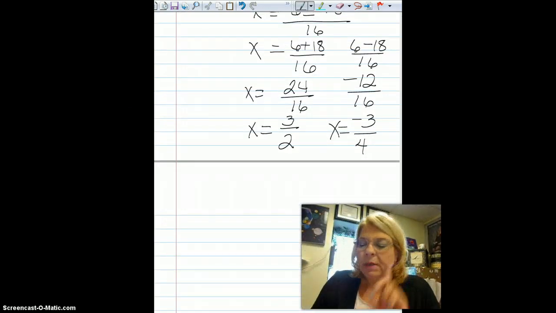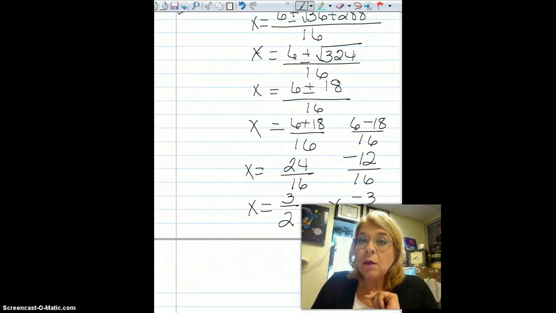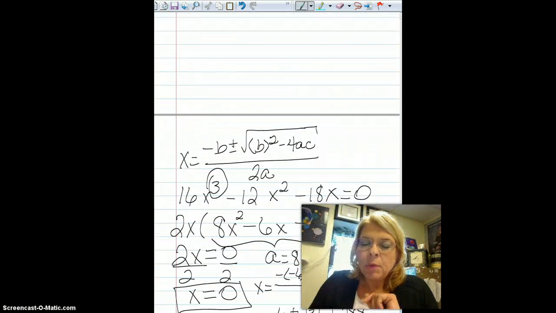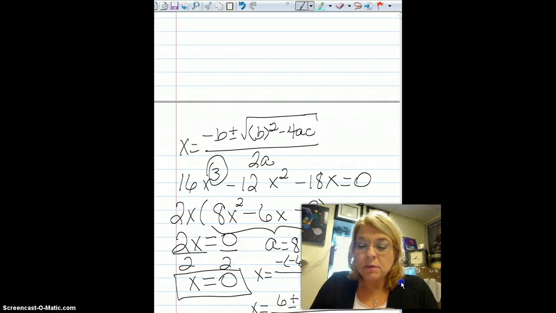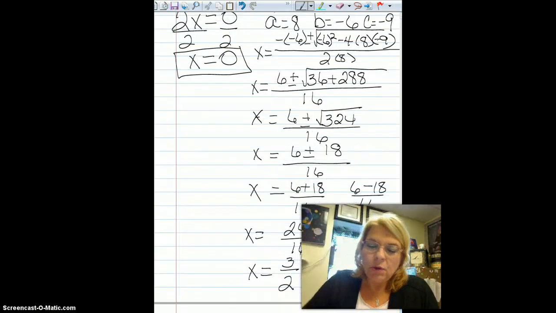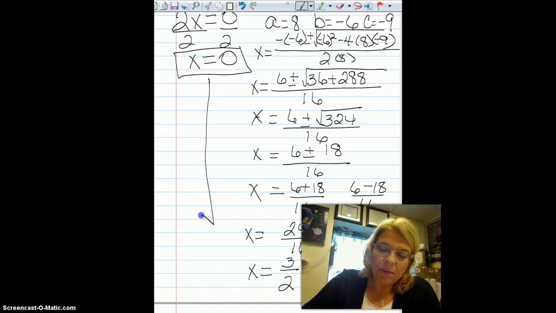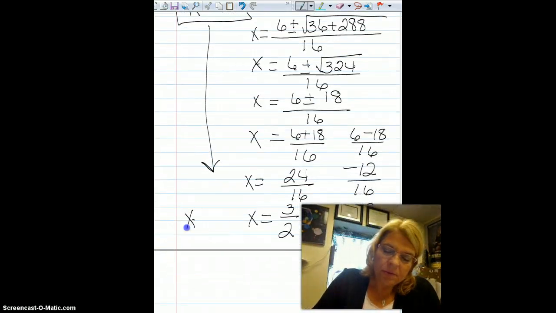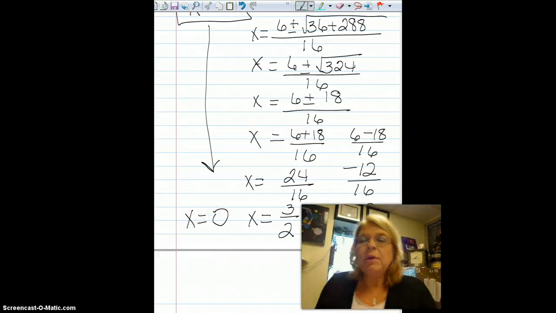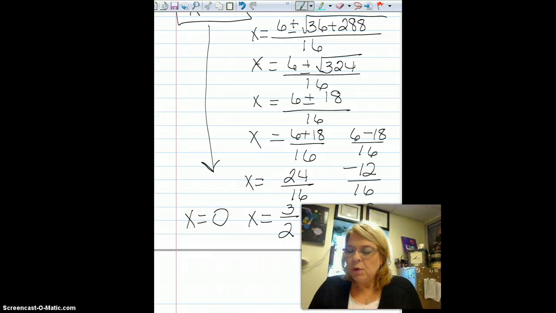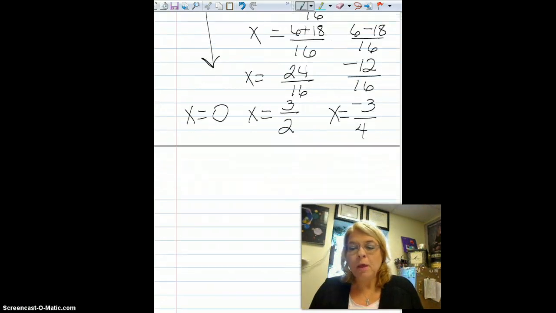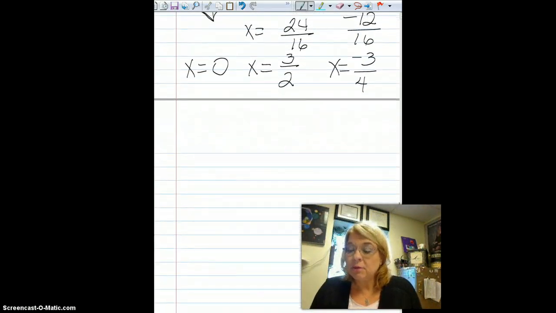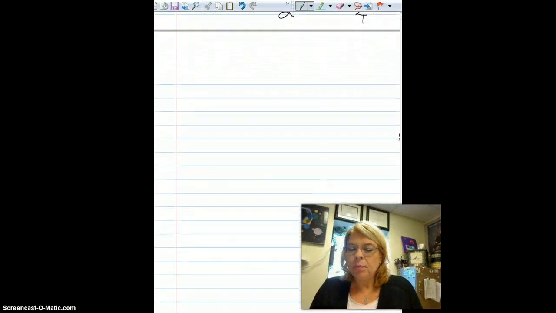Now, please remember you had a cubic when you started. You need 3 answers. Therefore, you need to bring this x equals 0 down the page and include him in your answers. Don't lose him. It was cubic. You're expecting 3 answers. Make sure you have all 3.